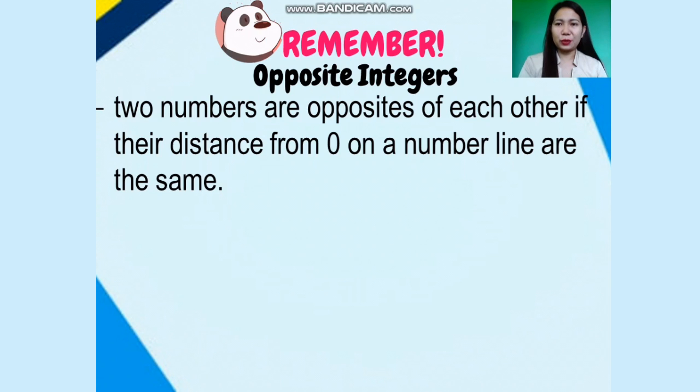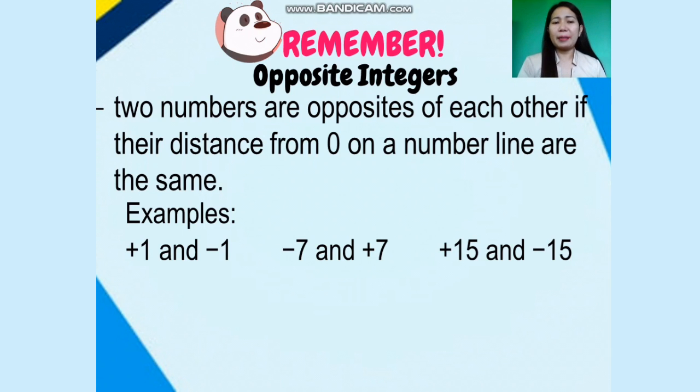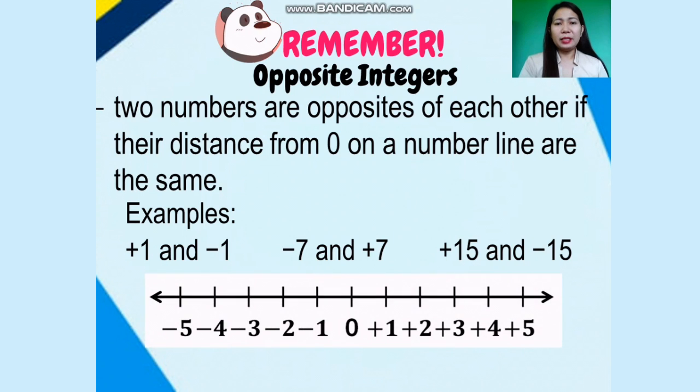Okay, how about opposite integers? Two numbers are opposites of each other if their distances from 0 on a number line are the same. Examples are positive 1 and negative 1, negative 7 and positive 7, positive 15 and negative 15. As you can see, the only difference between them is the sign, which is positive and negative. On the number line, let's have positive 1 and negative 1. The distance from 0 is 1 for both. So positive 1 and negative 1 are opposite integers.